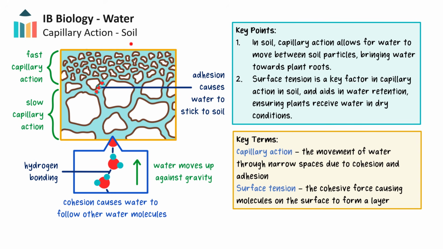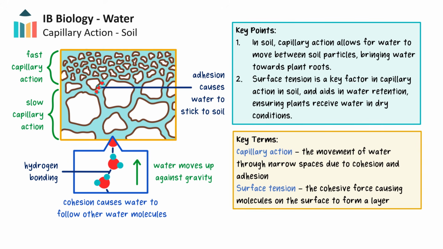Capillary action in soil is a critical process also influenced by the adhesive properties of water. In the context of soil, adhesion refers to the attraction between water molecules and the surfaces of soil particles. Soil particles, which can be composed of sand, silt, clay and organic matter, have various surface properties that can attract and hold water molecules.